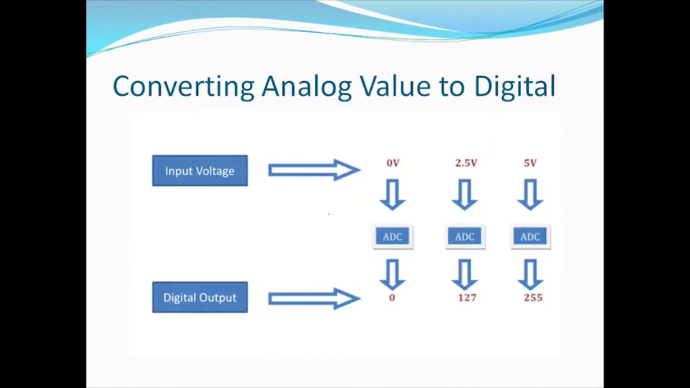Now, converting an analog value to a digital value, you can see the input voltage here. At 0 volts, the input voltage comes to 0. At 2.5 volts, it comes to 127, and at 5 volts, it comes to 255. So that is the conversion of an analog signal to a digital signal.